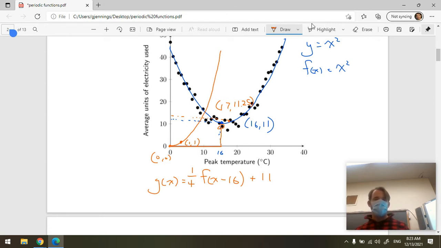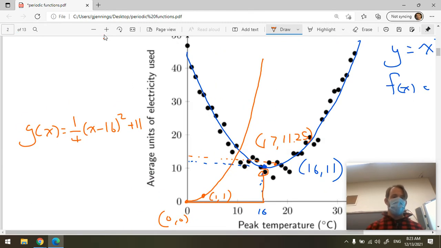And so what I would have is a function that would look like g of x is equal to 1/4 times (x minus 16) squared plus 11. And that's a parabola in vertex form that might model this data.